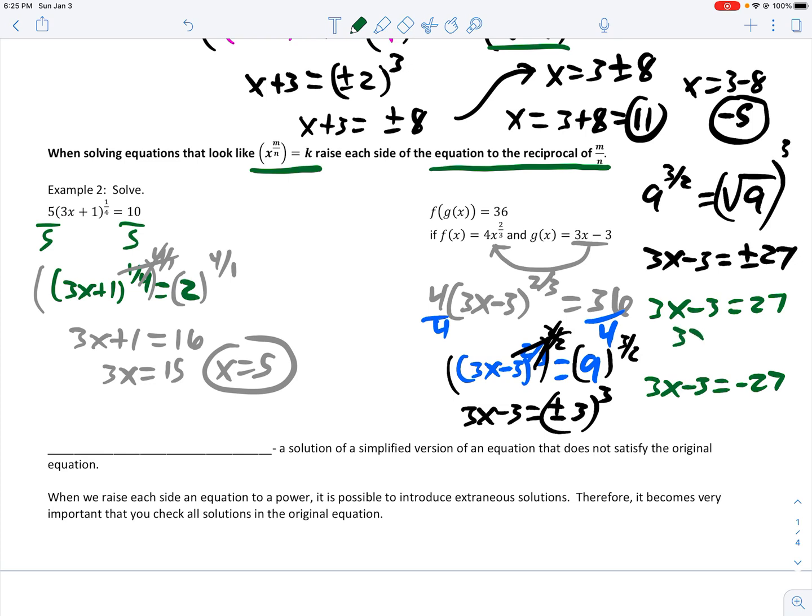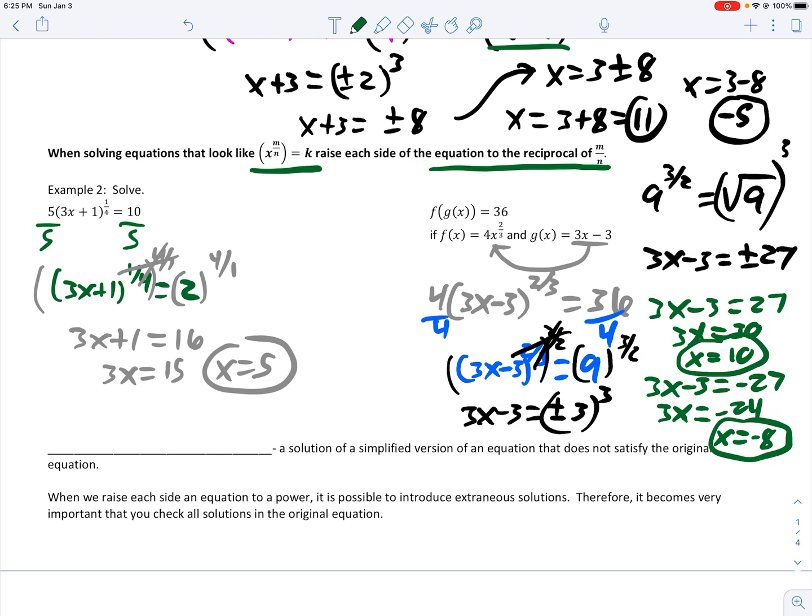So add 3. 3x equals 30. Right, x equals 10. Add 3. Negative 24. So x equals negative 8. So when you're working on these, no matter if it's a square root or it's raised to some type of power, you want to isolate that part by itself so that you can square it or raise it to its reciprocal. So you can get rid of the radical or the grouping symbols.